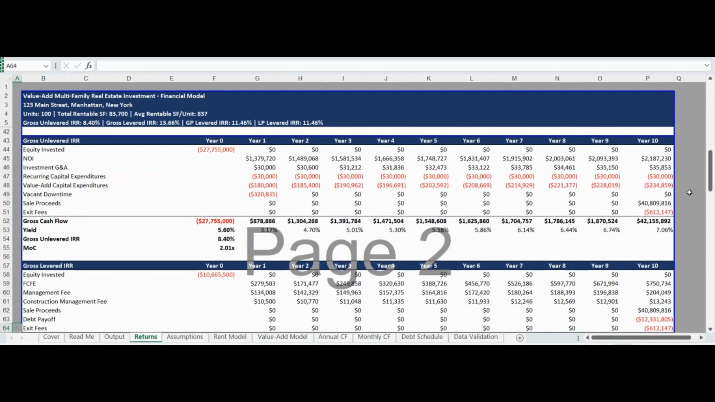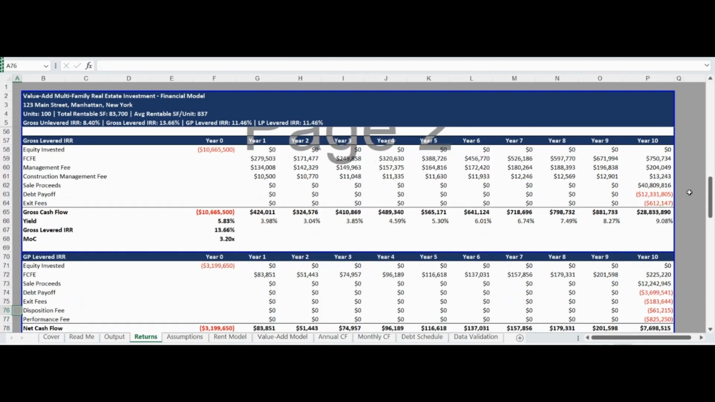Now that we have the pro forma cash flow and free cash flow to equity, the deal level gross unlevered and levered returns are detailed. Each return table shows the levered and unlevered net cash flow, yield, IRR, and multiple of capital.